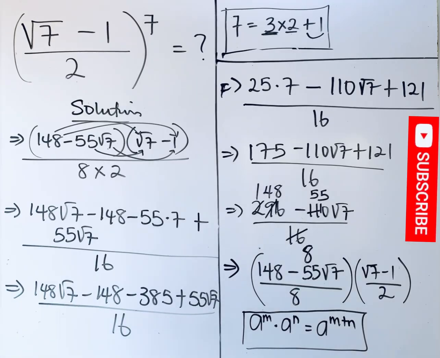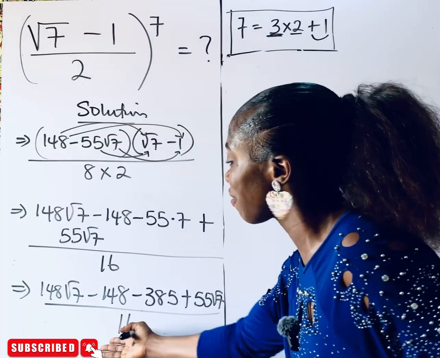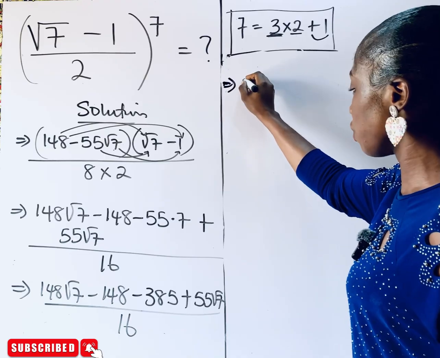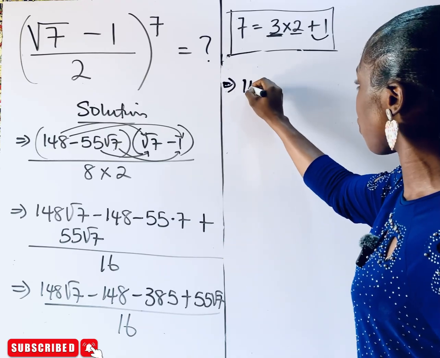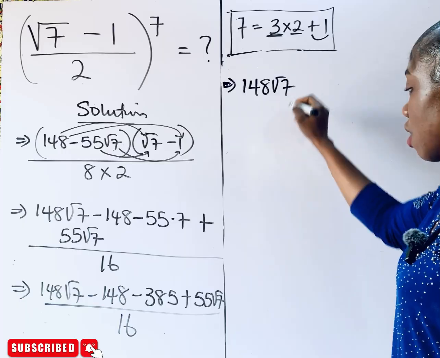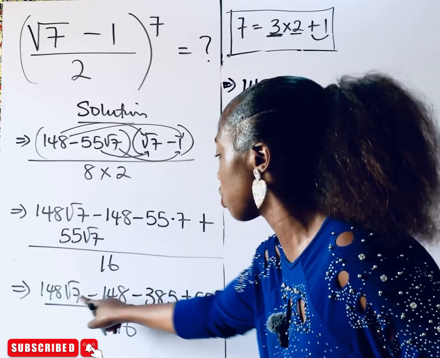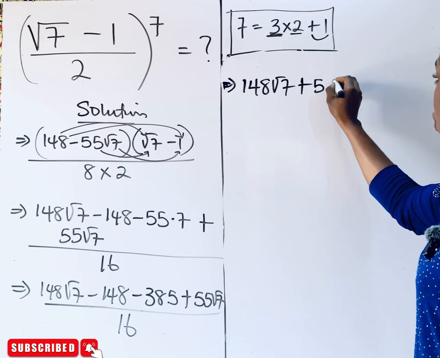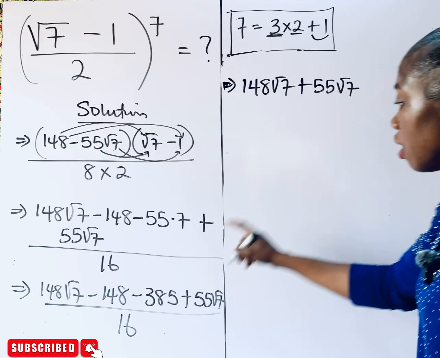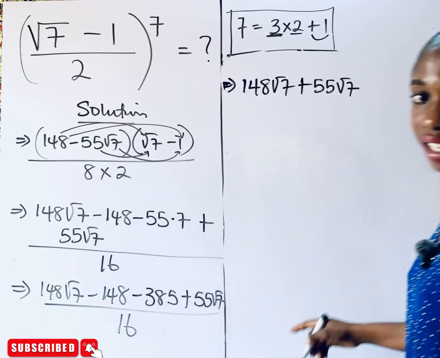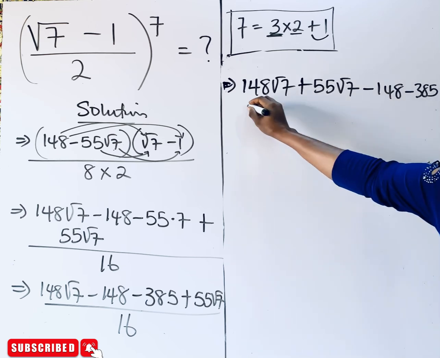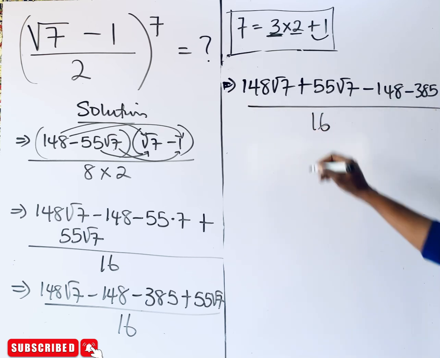Now let's simplify further. Simplifying this, we now have, so this gives us 1. So we are going to have 148 root 7. We add it to this because these two are the same with the same radicals. So we have plus 55 root 7. Then we add these two because they are the same, they are constants. So we have this minus 385. All are divided by 16.